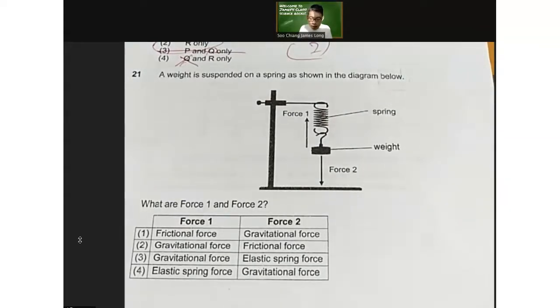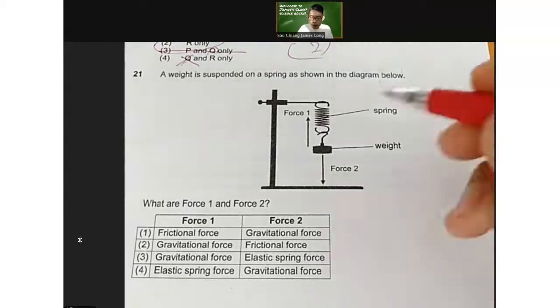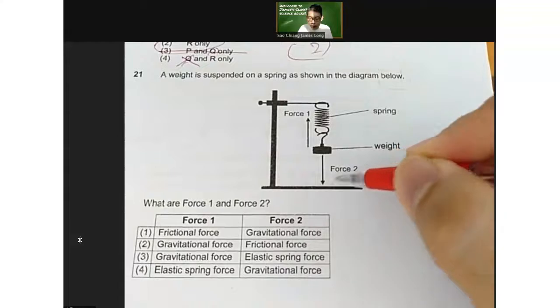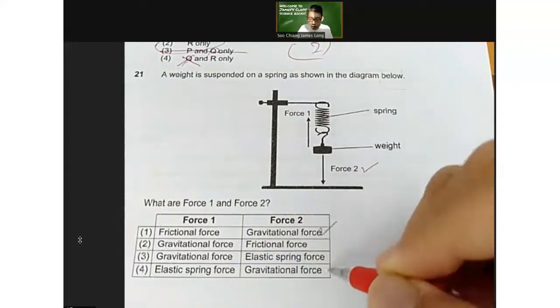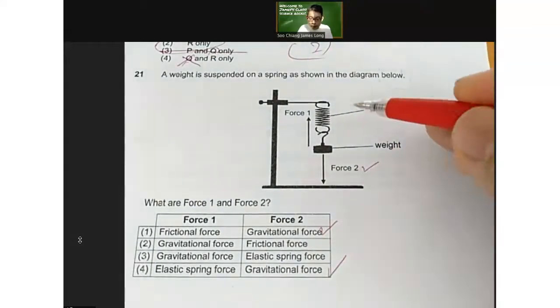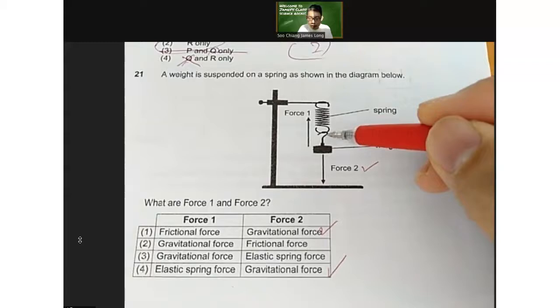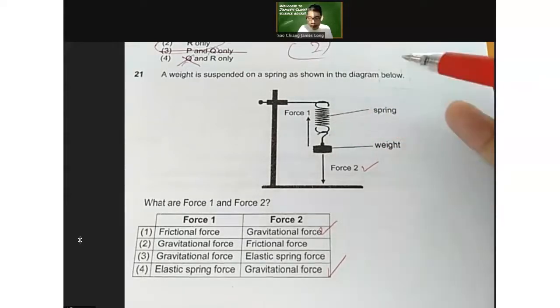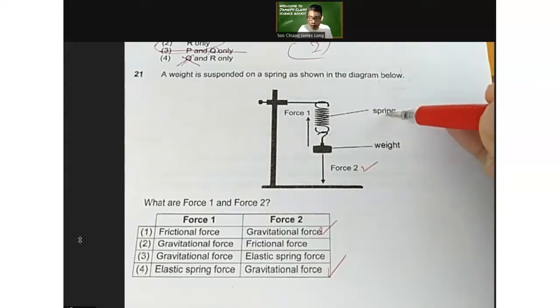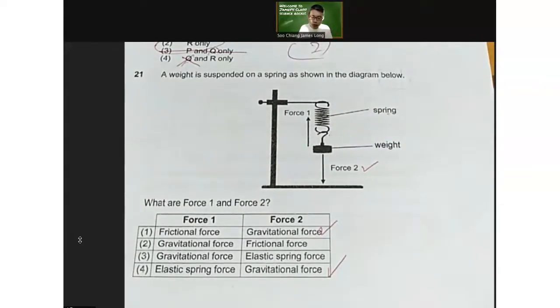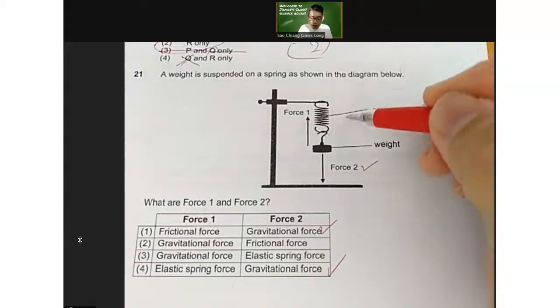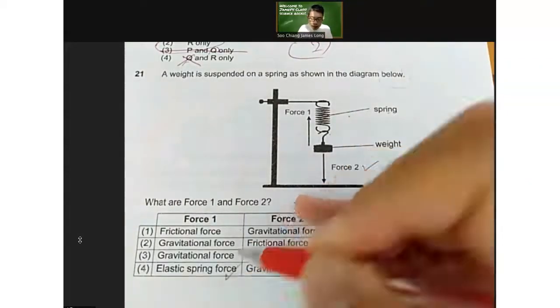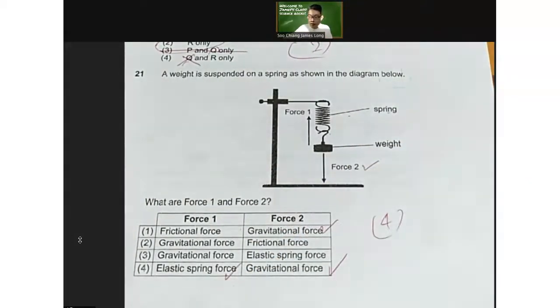Okay, great. A weight is suspended on a spring as shown in the diagram below. So there's a force that's acting on the weight that pulls it down, force 2, gravitational force. And there is a force acting on the weight that is pulling it up. And that will be the elastic spring force, because the spring wants to return to its original shape. When it's being stretched, there's elastic spring force. Okay, answer is 4. Quite straightforward.